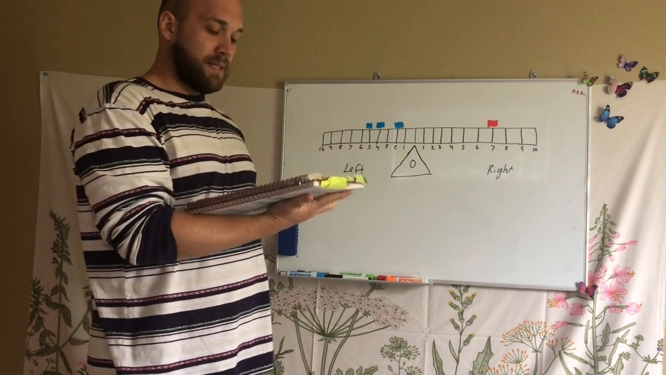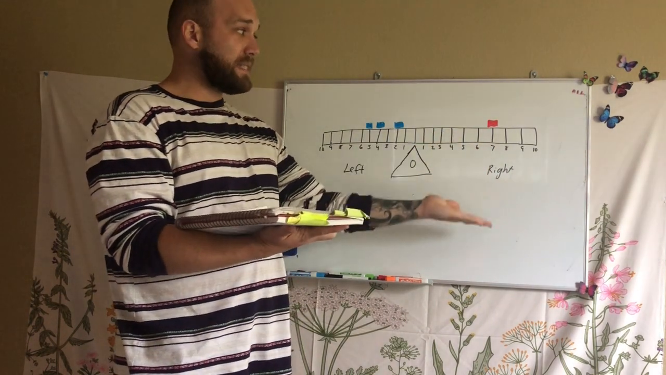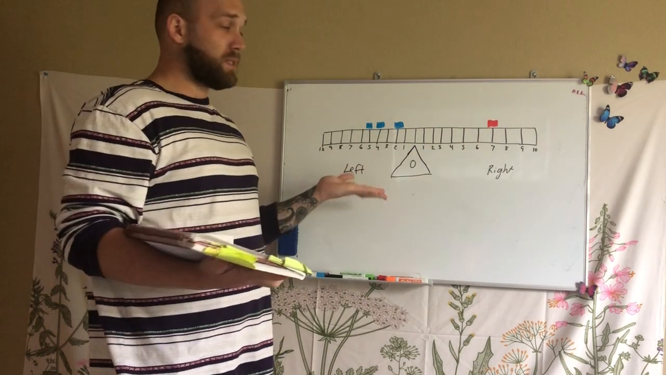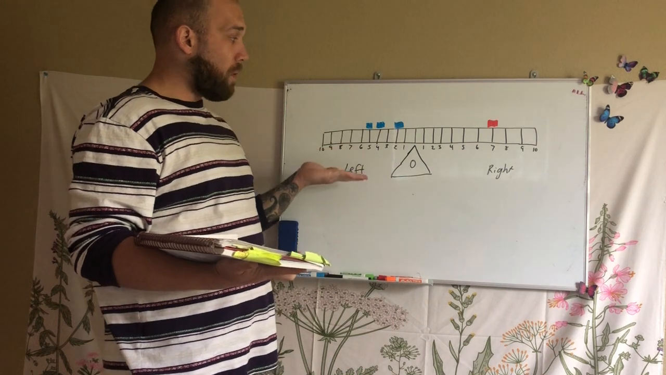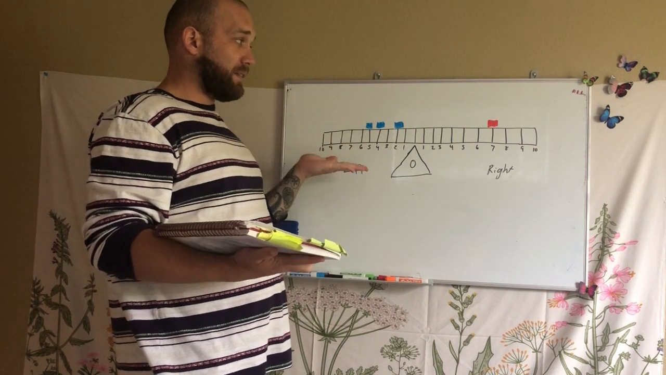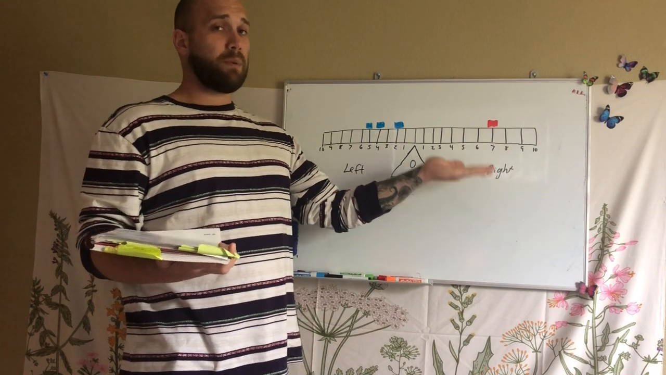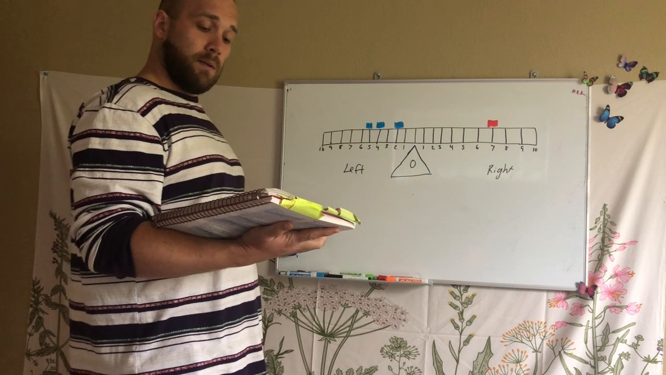So there is 11 on the left and 7 on the right. Will the beam balance this way? No, because there's still more on the left-hand side. I have 11 over here and I only have 7 over here. I added more weight, but it's still not balanced. It's still going to weigh down on the left side.